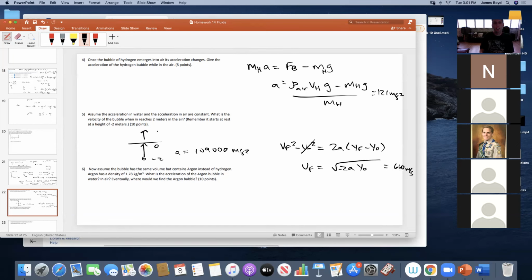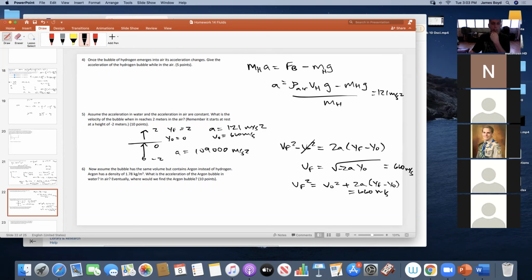But then it's going to change, and our y initial will be 0 and our y final will be 2, and our a will now be 121 meters per second squared, and our v initial will now be 660 meters per second. Same thing, v final squared is v initial squared plus 2a times y final minus y initial. Plugging all that in, take the square root: 660 times 660 plus 2 times 121 times 2, taking the square root of that answer, and I don't get much of a change. I get about 660 meters per second, a little bit more, but essentially there's not much of a change over 2 meters, even with this much acceleration, to the velocity of the hydrogen bubble. That's kind of weird. Basically, whatever speed it emerges at, that's the speed it's going to be going in the air, which is pretty neat. I don't know. I found it interesting.